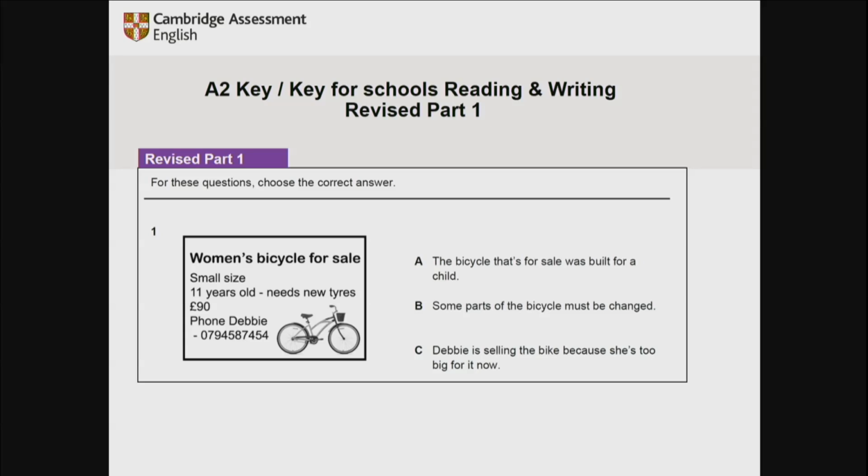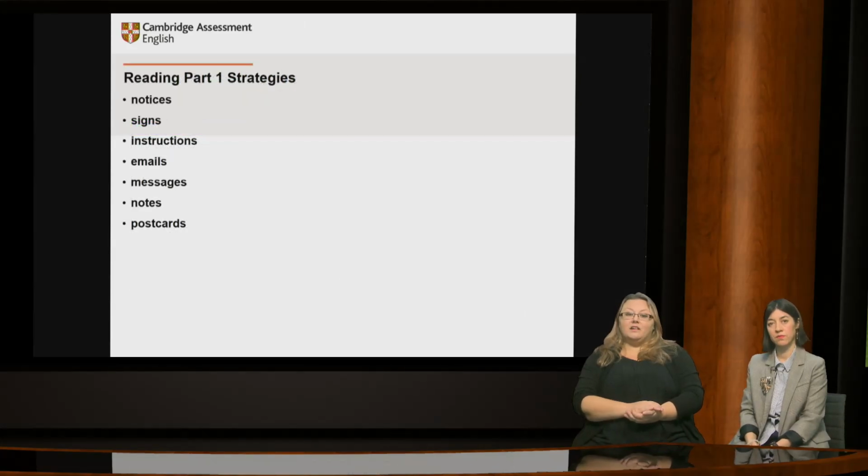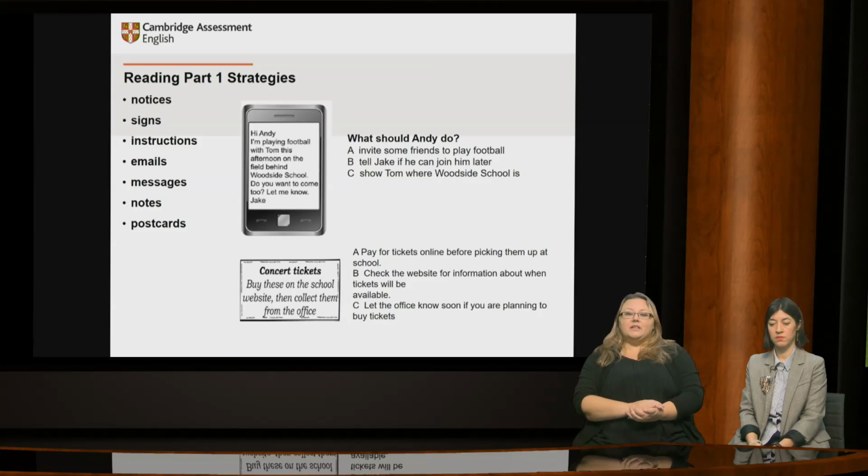But each notice or text is accompanied by a 3-option multiple-choice question. Instead of matching notices to sentences, candidates now have to choose the correct answer, A, B or C, for each notice. For this task, students need to be familiar with a range of text types and their conventions: notices, emails, messages, signs, instructions, postcards, etc. As we said before, the focus of the task is to understand the main message of the text and choose one of the 3 available options, the one that matches the main message more closely or answers the question.